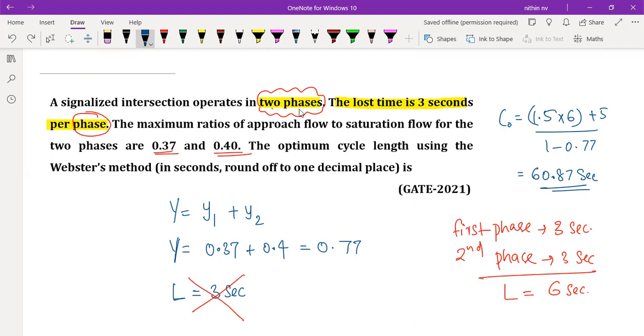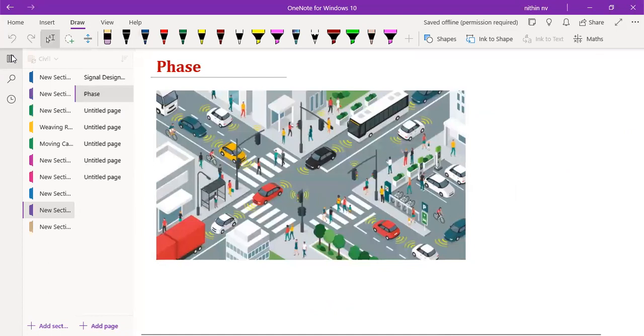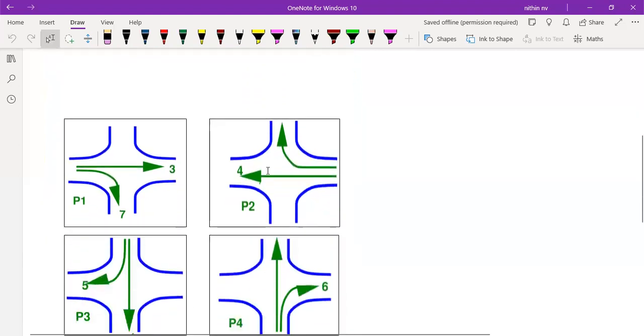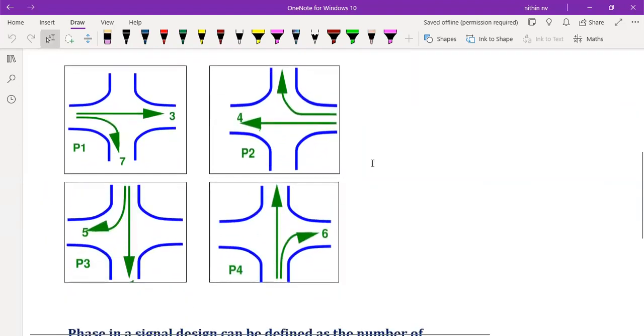Now, they will always mention the number of phases. Suppose you are confused about the meaning of phase, I'm telling you what a phase means. Look at an intersection like this. Just think about it: you are standing in the queue, maybe at a red signal. How many sets of movements must be completed so that you also get a chance to move? Or how many sets of movements will happen here? Look here, I'm representing it like this. These are the 4 stages which are going to happen.